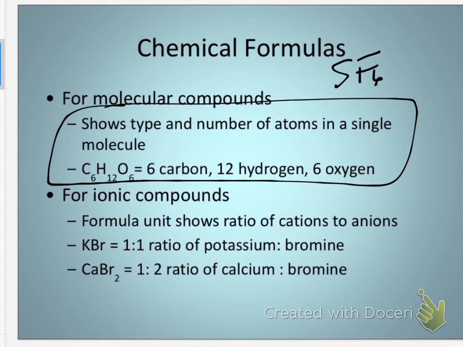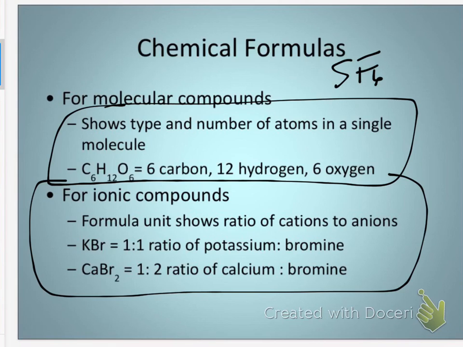Ionic compounds are different. We kind of started to talk about this in the last chapter, but we just skimmed the surface, and now we're going to really go into depth with it. It's just a ratio. So there's no individual unit, it's just a ratio. So, for potassium bromide, KBr, it's 1 to 1. For calcium bromide, CaBr2, it's 1 to 2. So you're going to get really good at deriving those ratios. The important thing to know is it's just a ratio.